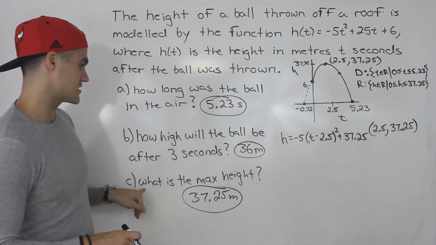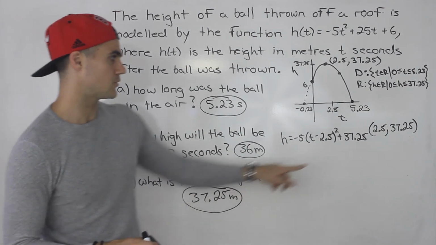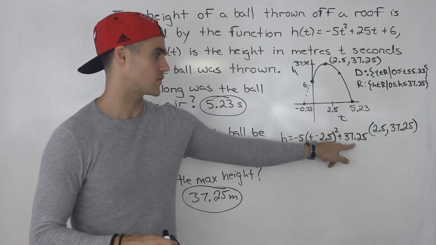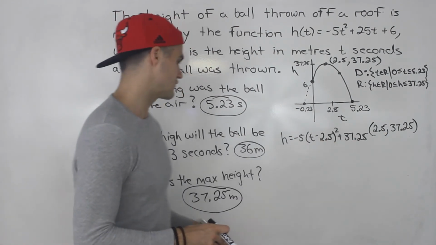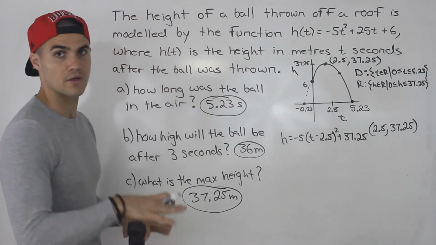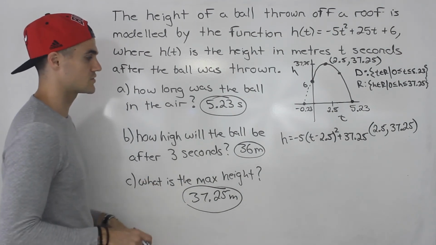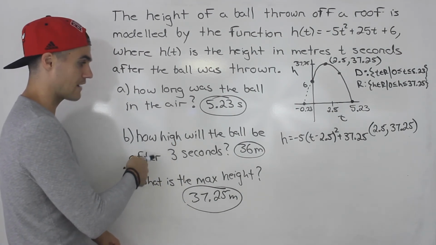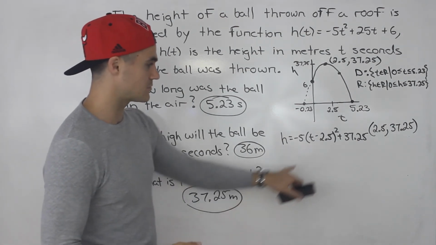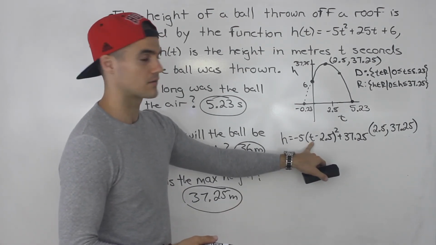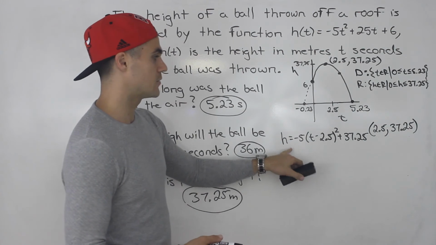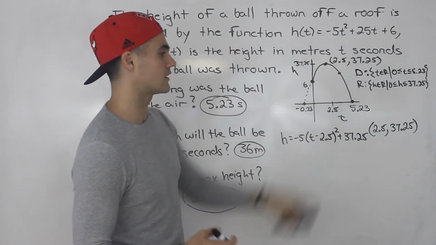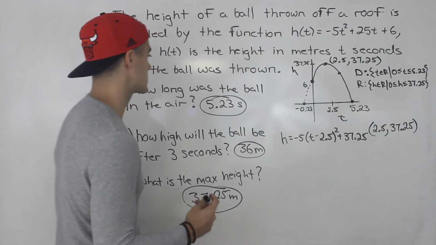So for example, part C, what is the max height? We would already be able to tell what it is, right? Because it's already given in vertex form. So 37.25, we could answer part C right away without doing any work if this was given in vertex form. How high will the ball be after 3 seconds? We would still have to plug in 3 for t here, right? And get the height, but you would still get 36 meters if you plugged it in here or there. Both will give you the same answer.